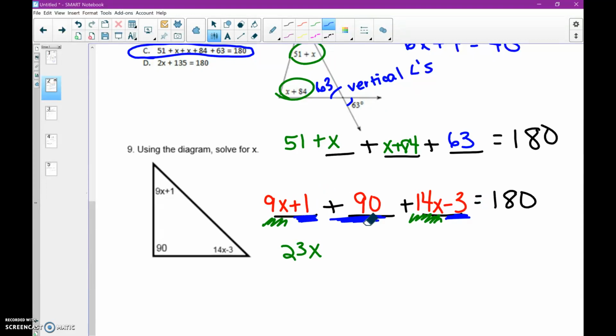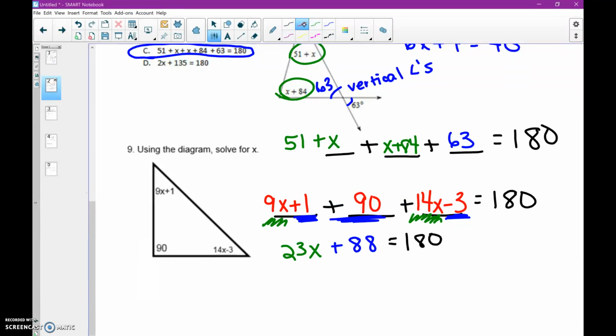Well, 1 plus 90 is 91. 91 minus 3 is 88. So that would go there. And then we still have the equals 180 on the other side. So stuff has definitely gotten shrunk down a little bit there by combining like terms.